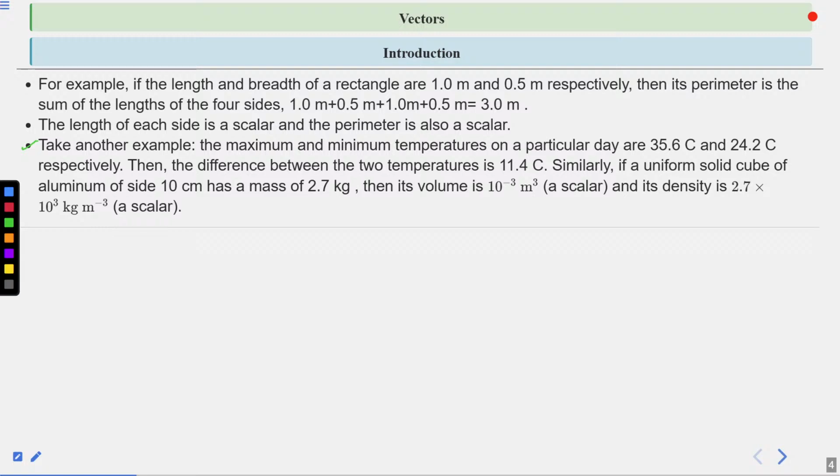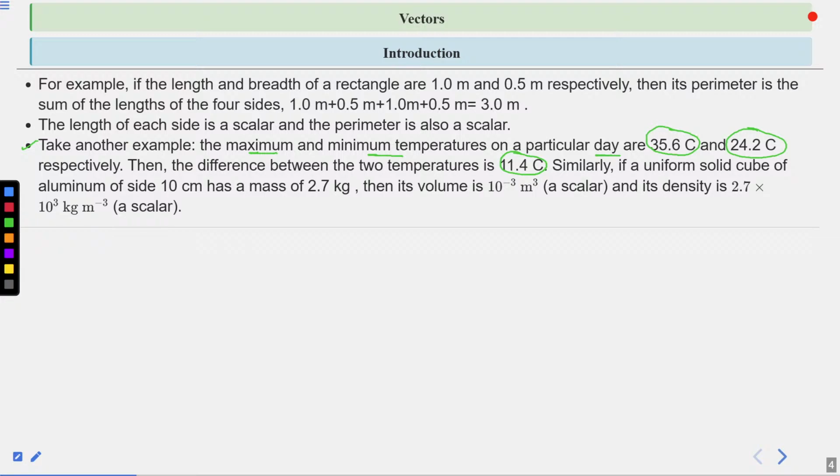Take another example. Suppose we have two temperatures, the maximum temperature and minimum temperature on a particular day. The maximum temperature is 35.6 degrees Celsius and the minimum temperature is 24.2 degrees Celsius. Clear? Now what will be the difference? The difference is 11.4 degrees Celsius. It means scalars follow the ordinary algebra rules along with their proper unit. So temperature is a scalar quantity.